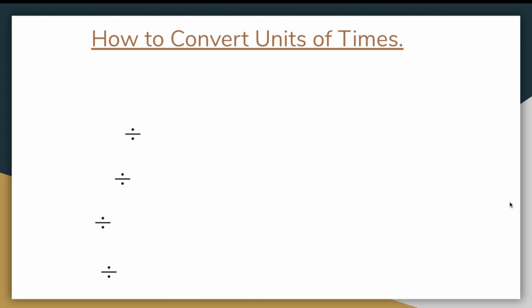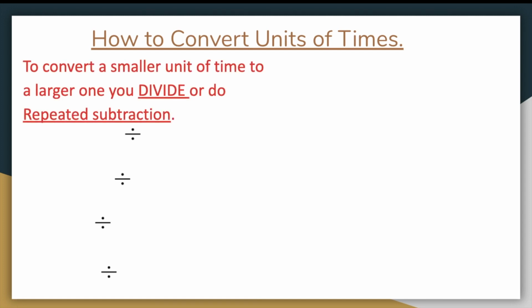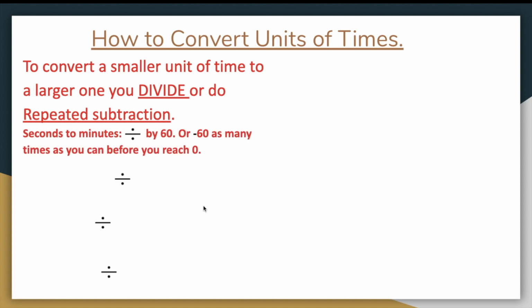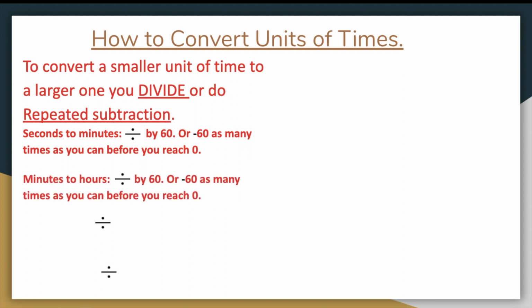How to convert units of time. To convert a smaller unit of time to a larger one, you divide or do what we call repeated subtraction. So, seconds to minutes, you divide by 60 when you're changing seconds to minutes, or you take away 60 as many times as you can before you reach 0. Minutes to hours, we divide by 60 again, or subtract 60 as many times as we can before we reach 0.